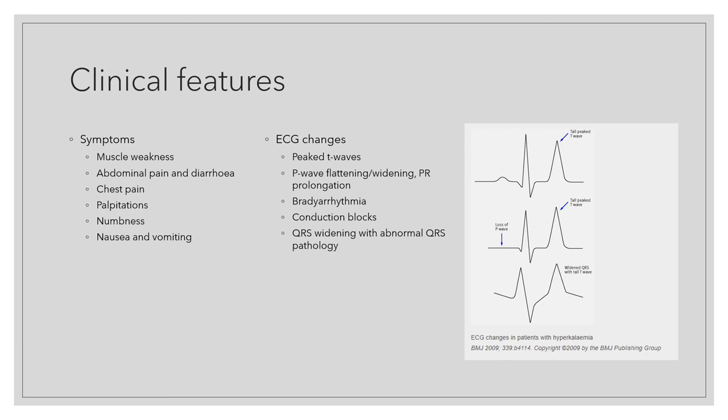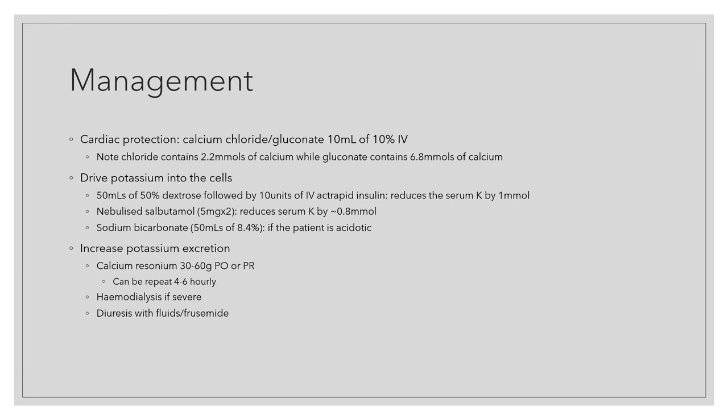Now, on to the management. If you see any of those ECG changes, it is imperative that you quickly give calcium chloride or calcium gluconate to stabilize the cardiac cell membrane, and that is 10 mL of 10% IV. It's important to note that chloride only has 2.2 millimoles of calcium, while gluconate has 6.8 millimoles of calcium.